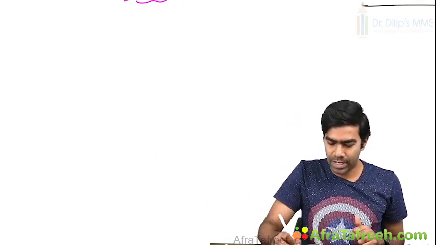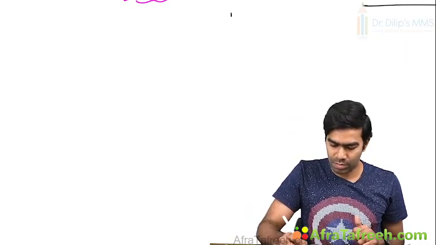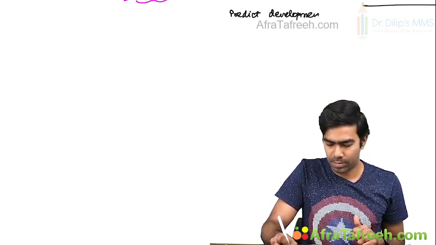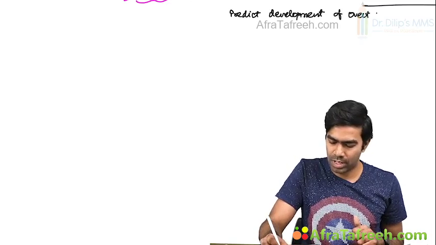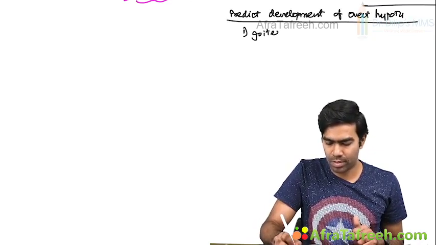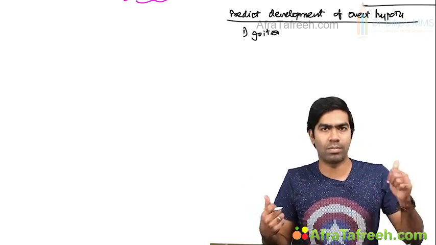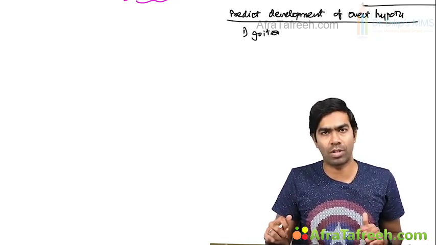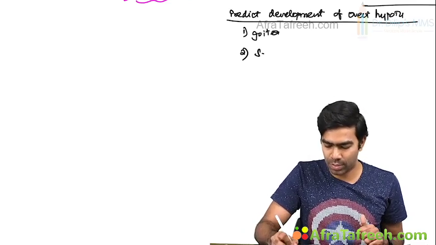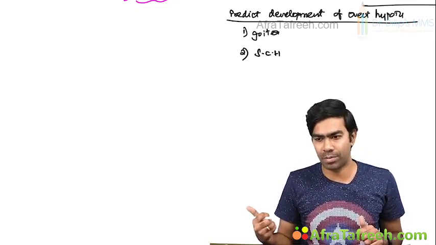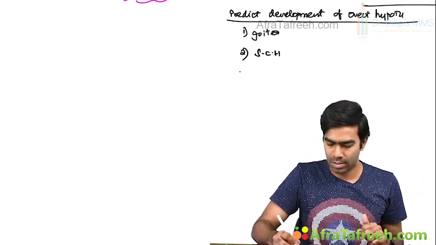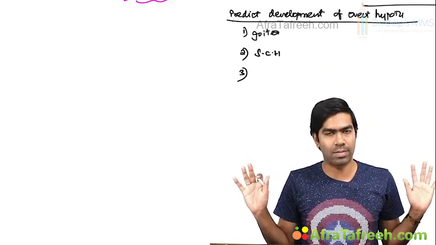So it can predict development of overt hypothyroidism in 3 populations. Population number 1, those who have a goiter. If the patient has a goiter, presence of anti-TPO predicts a very high risk of development of overt hypothyroidism. Second, if the patient is having subclinical hypothyroidism. That's what we have been talking about all this while. In patients having subclinical hypothyroidism, this predicts a high risk of development of overt hypothyroidism, irrespective of the TSH levels. It doesn't matter.